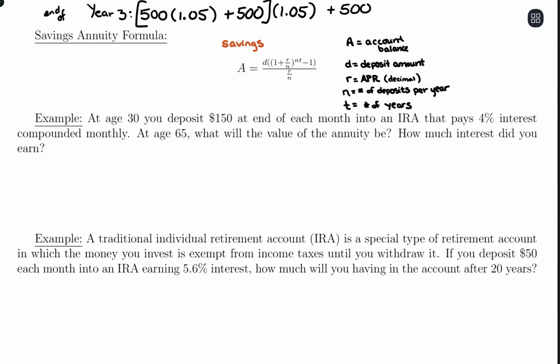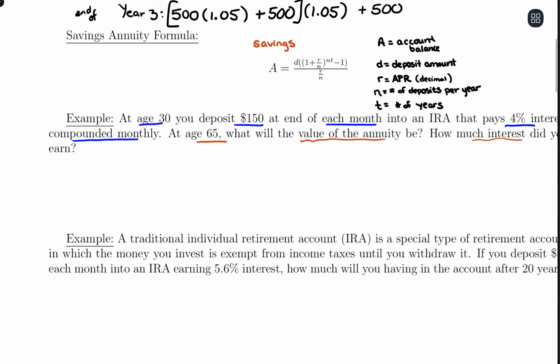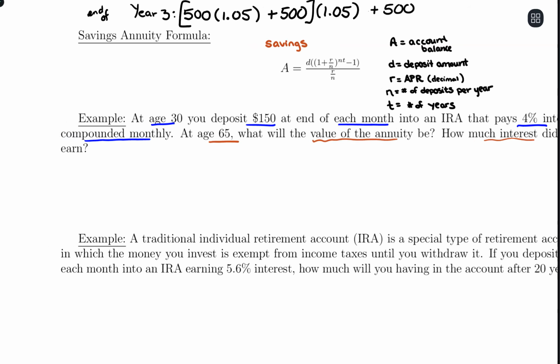At age 30, you deposit $150 at the end of each month into an IRA that pays 4% interest, compounded monthly. And then at age 65, we want to know what will the value of the annuity be and how much interest did you earn? All right, so at age 30, and then we're going to check the account when we are 65. So that's telling us the amount of time that's passed.